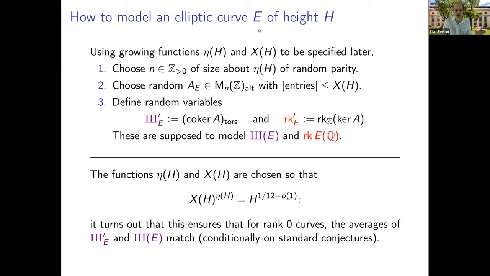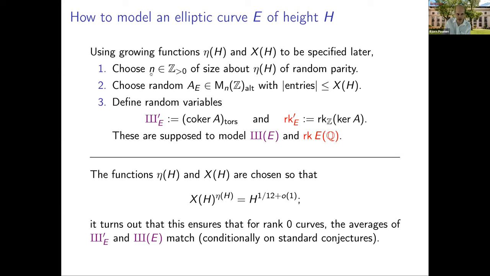So let me tell you now the model, at least our model, for how to model the rank of an elliptic curve. And the model is going to depend on the height of the elliptic curve. So the chance of having higher rank will depend on how big the coefficients of E are. There are going to be some functions that go to infinity at a controlled rate, depending on the height. And we're going to do n by n matrices for n that's large, but whose size is again controlled by the height of the elliptic curve.